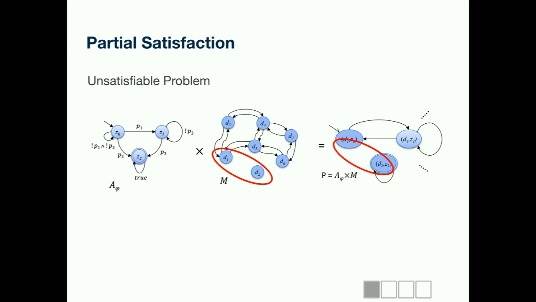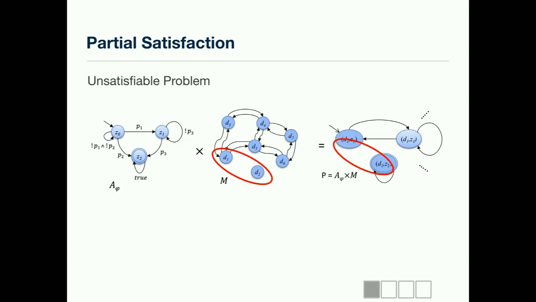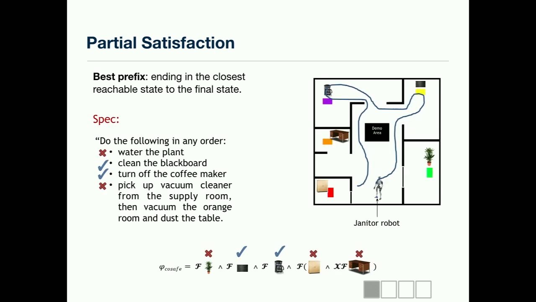How can you still solve the problem? One idea is to search in a way that you end up in the closest state to your final state had all these edges not been removed. In this case, that would mean for this particular robot that you are going to see that the door is closed, you are not going to water the plant, but you are going to do the blackboard, and you are going to the coffee maker, but since the utility room was closed, the supply room was closed, and you didn't pick up the vacuum cleaner, you are not going to go and clean the desk.